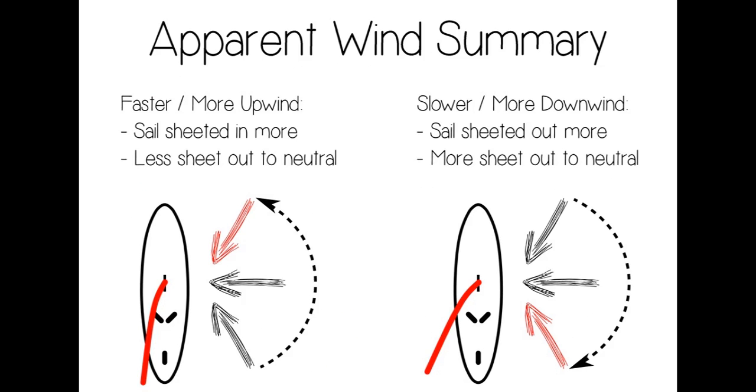You may notice a connection between the sail's angle and the apparent wind. Generally, when you are going slower, you are sheeted out, and when you are going faster, you are sheeted in. When you are going more upwind, you are more sheeted in, and when you are going downwind, you are more sheeted out. The key takeaway from this for the shuv-it is that the faster you are going, and the more upwind you are going, the more sheeted in you are, and the less you will have to be sheeted out for the sail to become neutral.